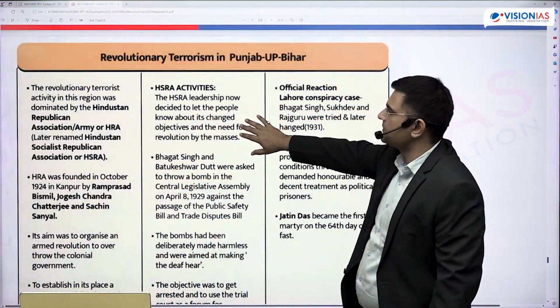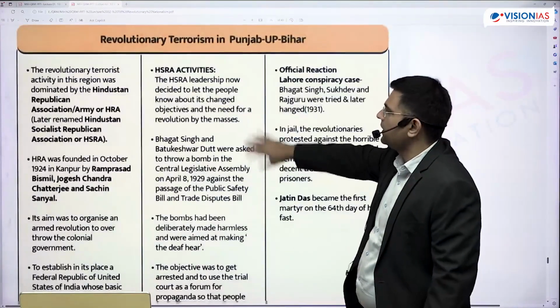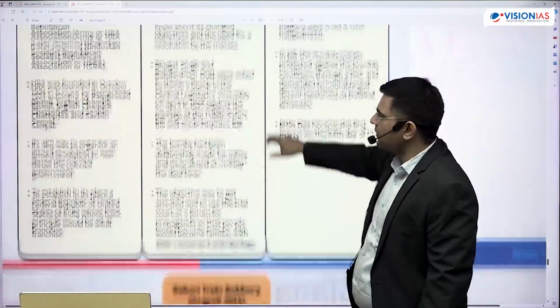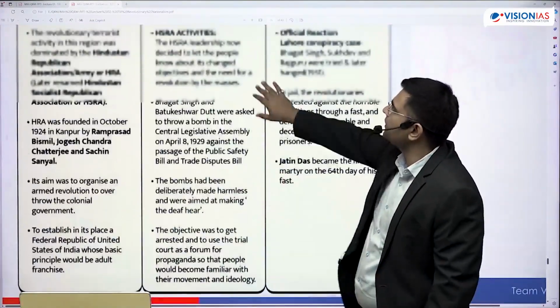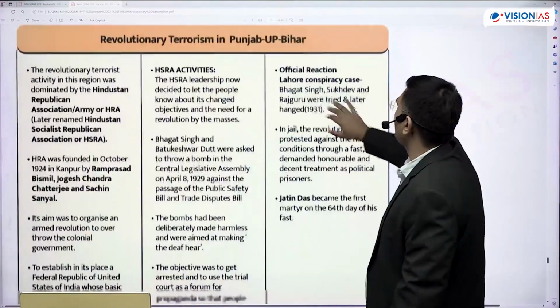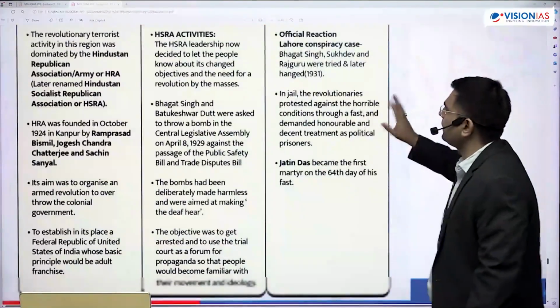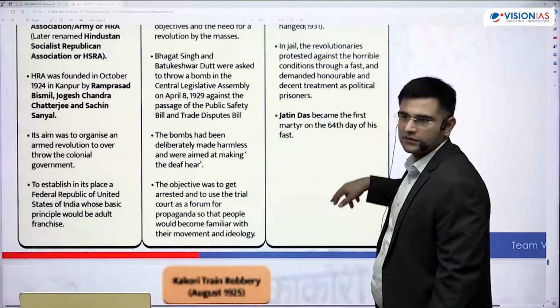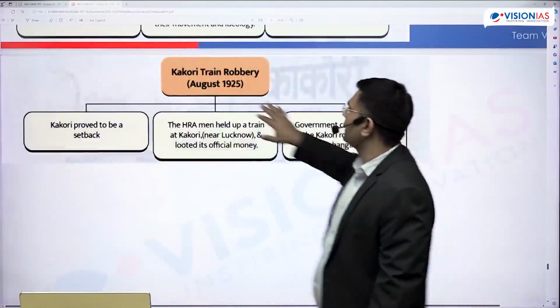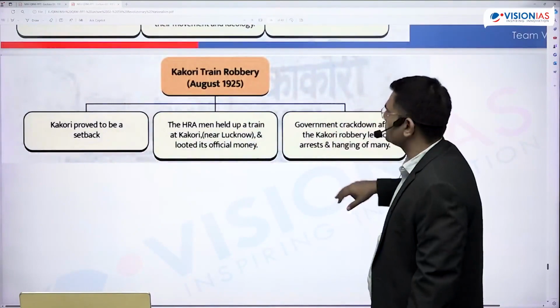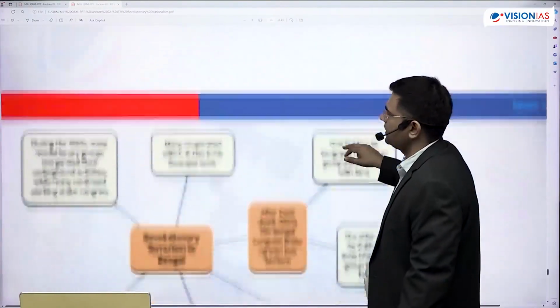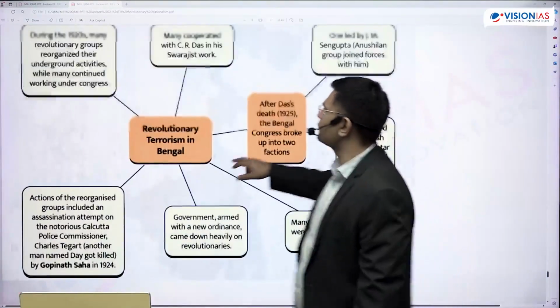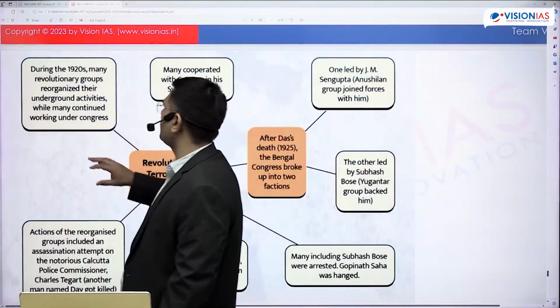Then it was revived by Chandrasekhar Azad and Bhagat Singh. So they did the bomb in the CLA case, plus the Lahore conspiracy case. In the Lahore conspiracy case, Jatin Das became the first martyr on the 64th day of his fast. All of this information is there. Kakori robbery case, right? Cash was looted. Then you have revolutionary terrorism in Bengal, or revolutionaries of Bengal.